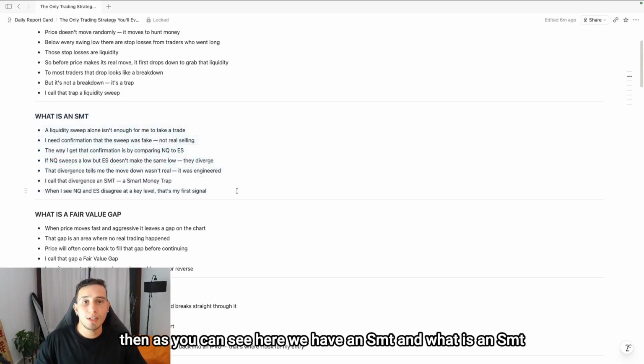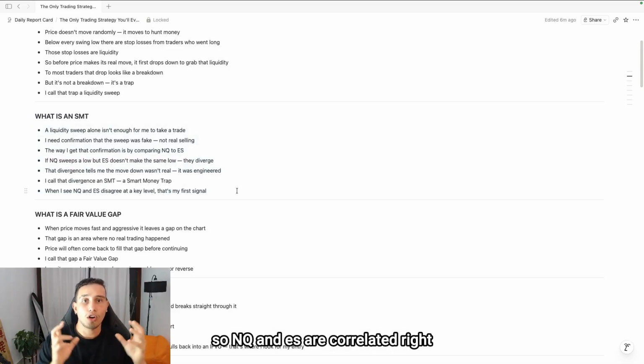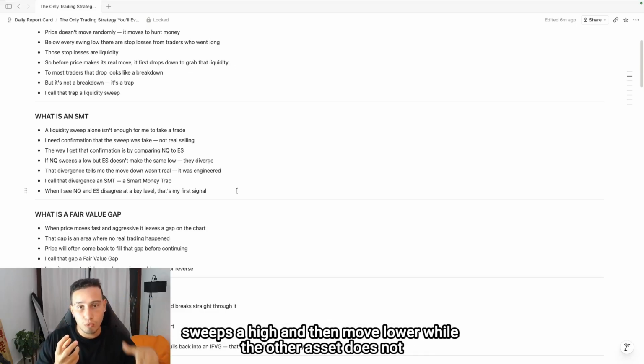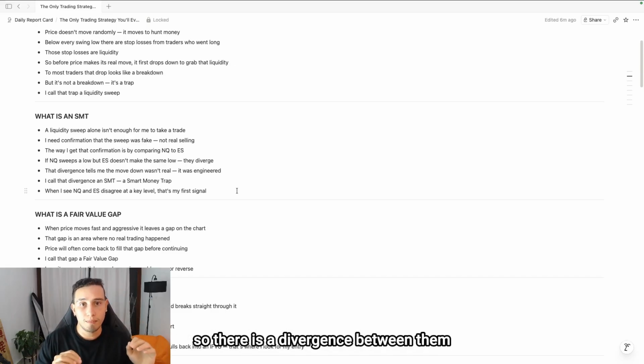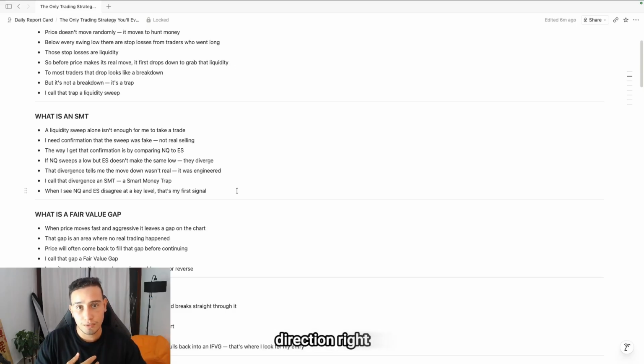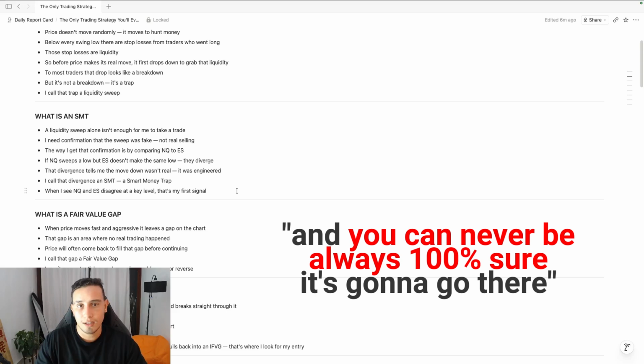And what is an SMT? It's basically a divergence between two assets. So NQ and ES are correlated. When you get an SMT, one asset, for example, sweeps a high and then moves lower while the other asset does not. So there's a divergence between them. That tells us that price has a higher likelihood to move in that direction. It's a game of statistics, and you can never be 100% sure it's gonna go there.